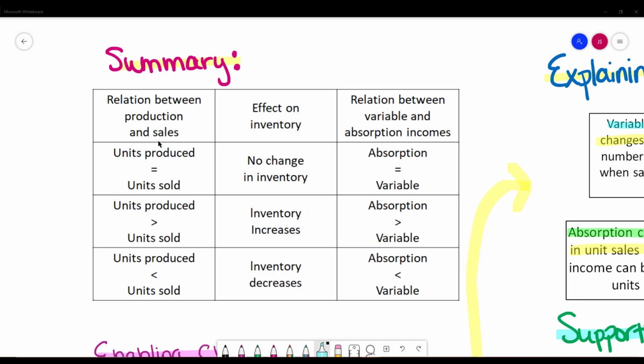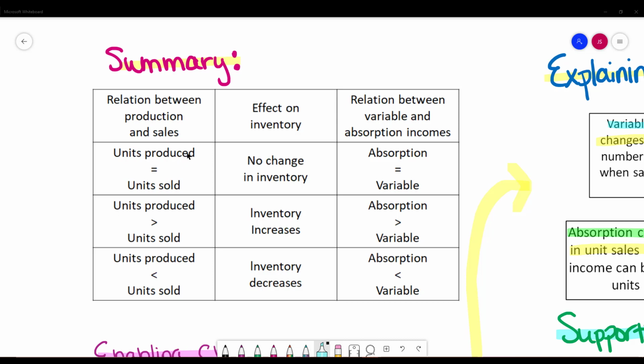When the number of units we produce is the same as the number of units we sell, then we have no units left over from what we made. In that case, there's no change in our inventory. So no inventory left over at the end of it, and no old inventory having to be sold to make up for not enough being produced.